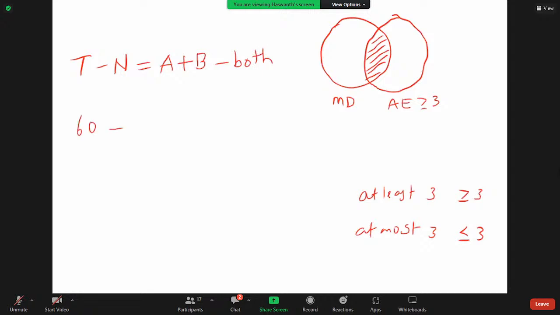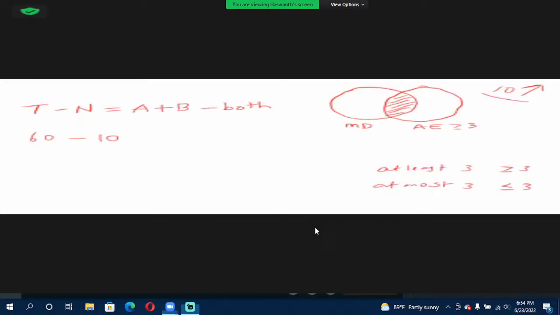Total 60 candidates are there. Getting neither is important. Have an experience of less than 3 and did not have a master's degree. These 10 candidates are not having master's, so they will not be included in set A. And their experience is also less than 3. They will not be included in set B also, because set B talks about persons whose experience is 3 or more than 3.